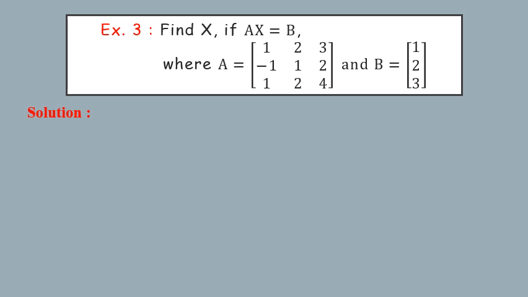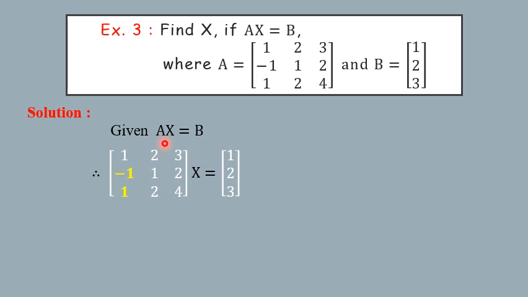Now example number 3. Here we have to find matrix X if AX is equal to B is given, where this is matrix A and this is matrix B. So here AX is equal to B is given. Now just substitute the value of A and B. We get this one. Now in this product, A is the prefactor and X is the postfactor.